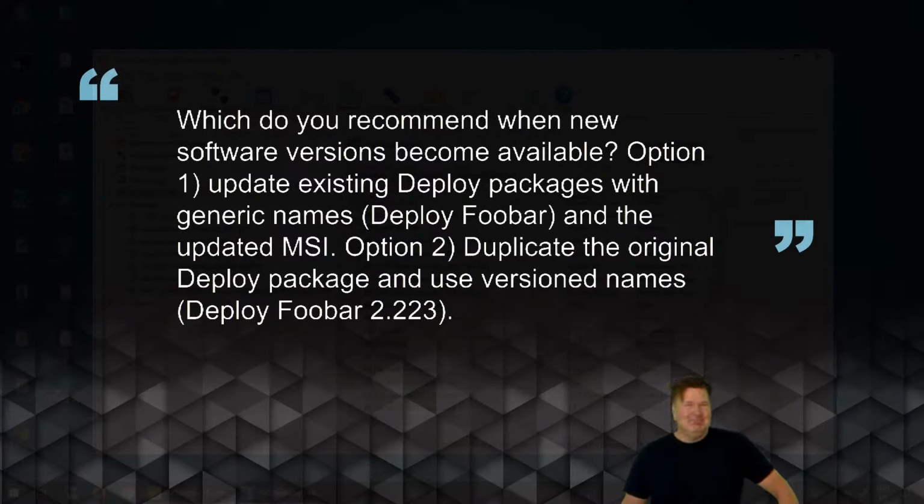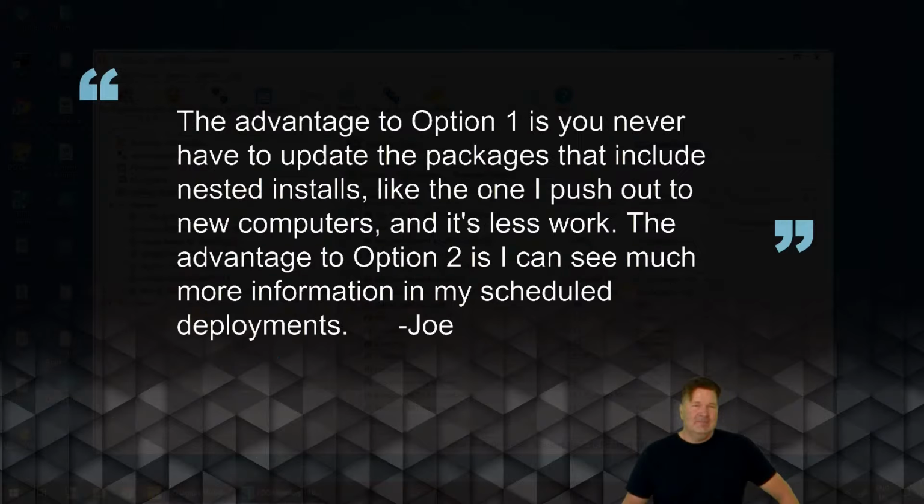There you go. Dear Lex and Colby, which do you recommend when new software versions become available? Option 1, update existing deploy packages with generic names, deploy Foobar and the updated MSI. Option 2, duplicate the original deploy packages and use version names, deploy Foobar 2223. Hang on, I think this might be a two-parter. Yep, here we go. Second part.